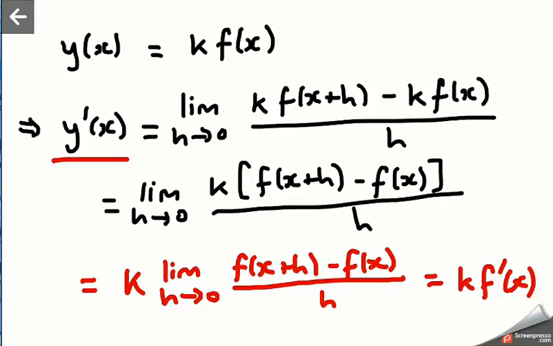So y prime of x is equal to k times f prime of x. If we're multiplying by k at the front of a function, when we differentiate it, that k just hangs out there. That k just stays right where it is. The derivative of k times f of x is equal to k times the derivative of f of x. We can just leave that k right where it is.